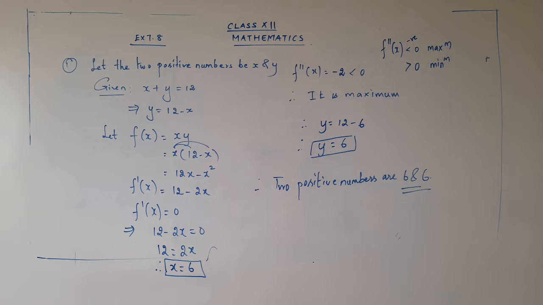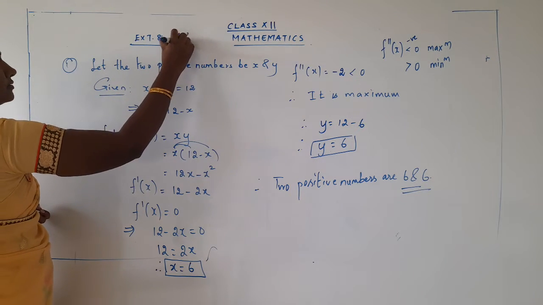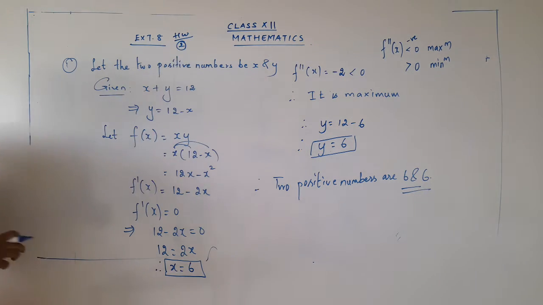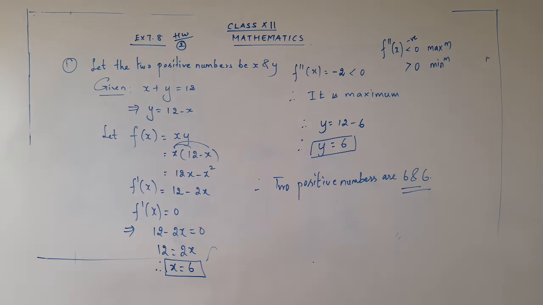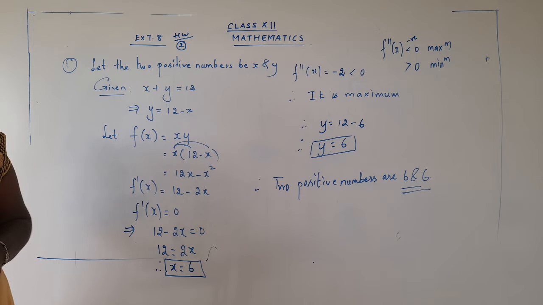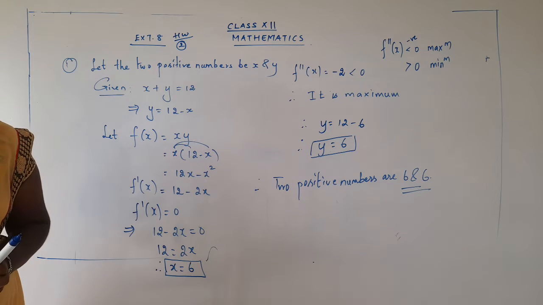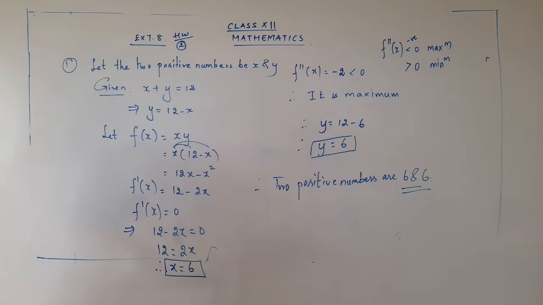Okay. The second sum will be homework. And now you take on the third question. The second sum is just related to this. Just understand the question. Some small changes: the product is given to you and the sum is minimum. So you have to just change the function and change the given part and do it. So now take down question number 3.